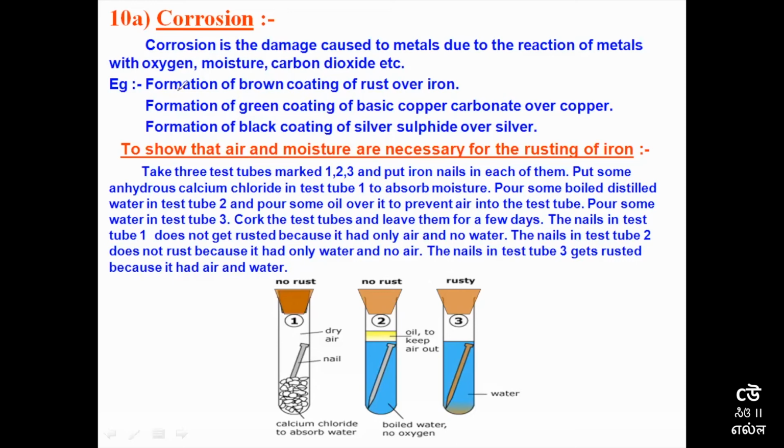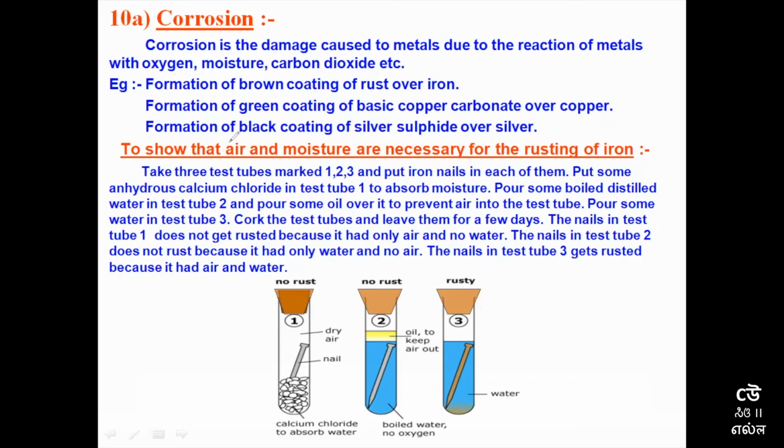So what do you do? If we keep an iron nail outside, let's just say in the rainy season, you will notice that after a month or so, the outer surface of that iron nail will have a brownish coating, and this is all because of corrosion. Then we have formation of green coating of basic copper carbonate over copper. The last one is formation of black coating of silver sulfide over silver. So these were three examples of corrosion.